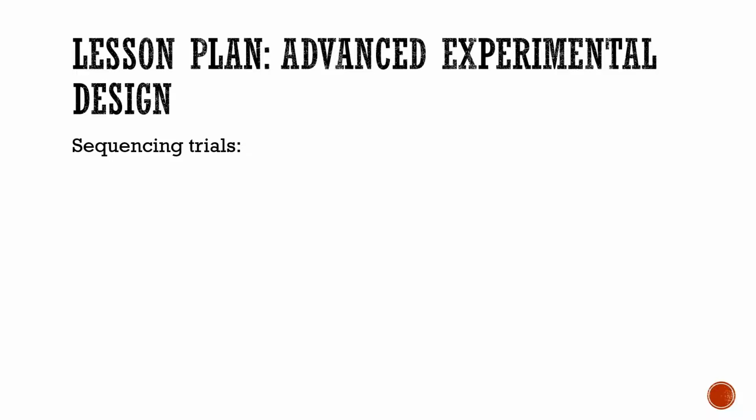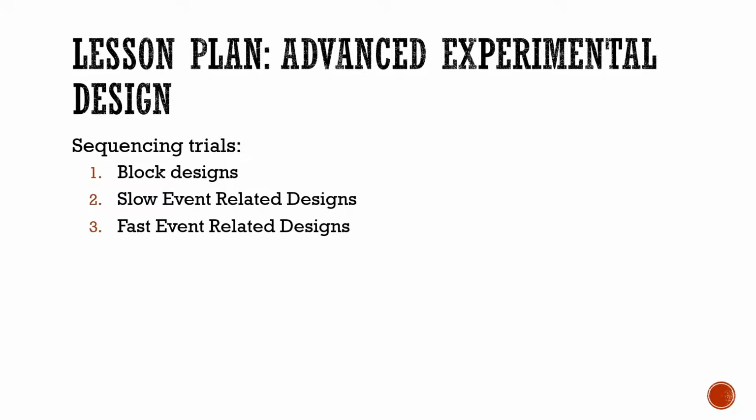And this is because there are multiple ways you could do this. We're going to look at so-called block designs. We're going to look at slow event-related designs. And we're going to look at fast event-related designs. Now, within fast event-related designs, we also have to focus on some assumptions that we make in order to use fast event-related designs. And these are scaling and superposition.